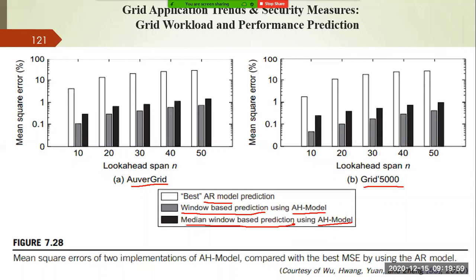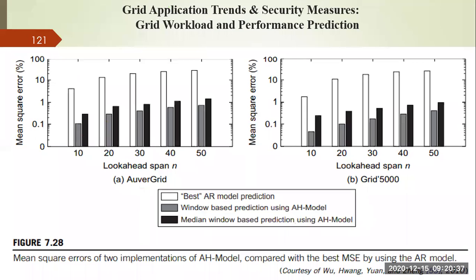So if you see this algorithm, which they have compared using two workloads, that is AuverGrid and Grid5000 by France, you can see the mean square error is more in the case of the AR model, right? But the error is less in the case of the window based prediction model. You can see the second bar is minimum in each and every case, which indicates that the window based prediction model is better, then the median window based prediction model is better, then the AR model, right?